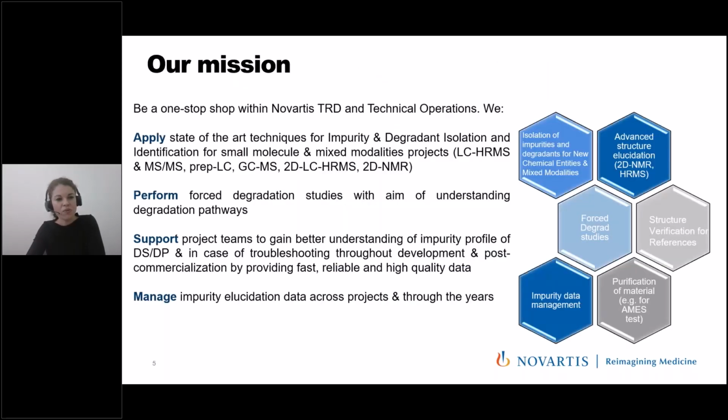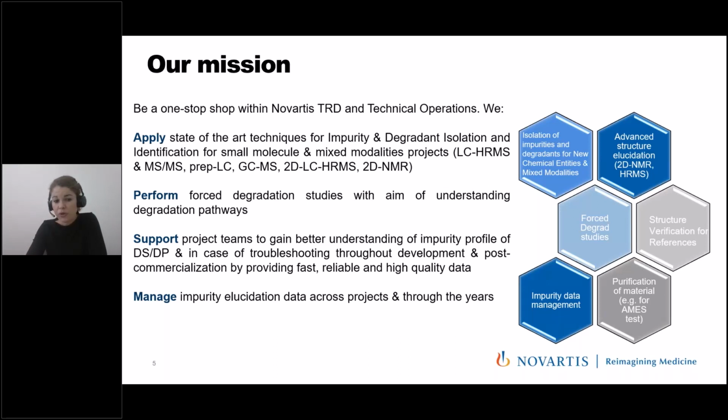So our mission is to be a one-stop shop within Novartis TRD and technical operations. We apply state-of-the-art techniques for impurity and degradant isolation and identification for small molecule and mixed modalities projects. We also perform forced degradation studies with the aim of understanding degradation pathways of our APIs and our drug products. We support project teams to gain better understanding of the impurity profile of DS and DP, and in case of troubleshooting throughout development and post-commercialization by providing fast, reliable, and high-quality data.